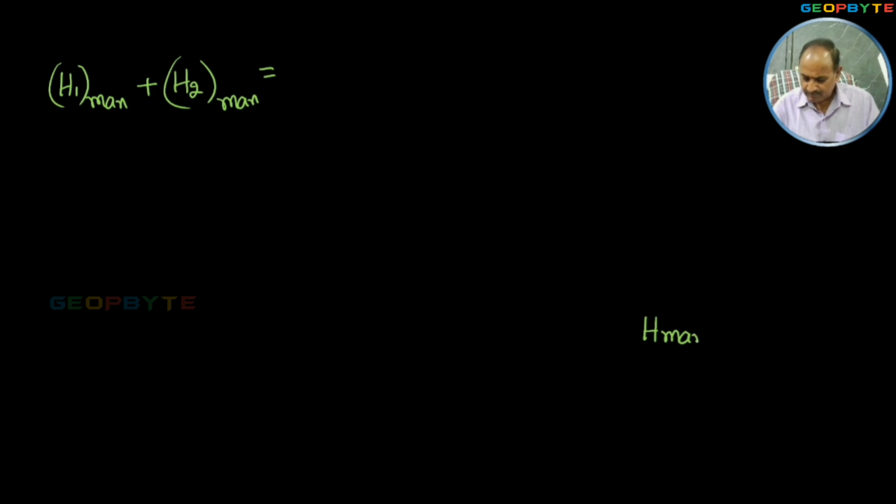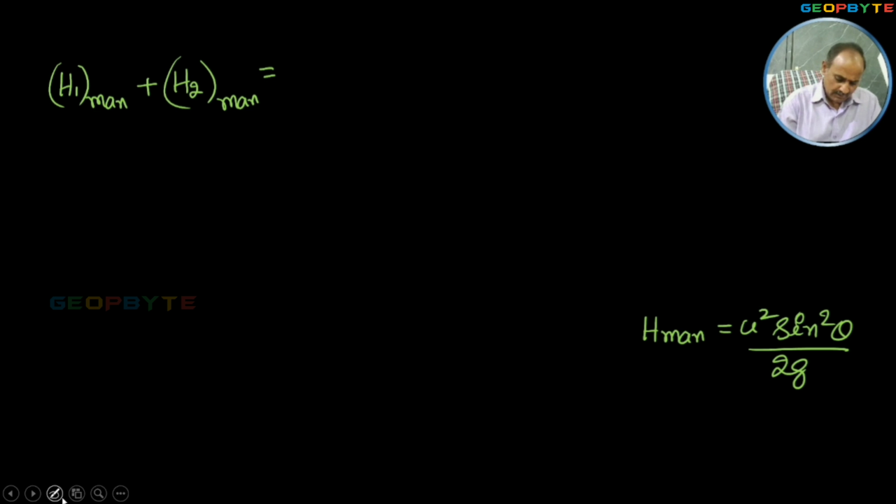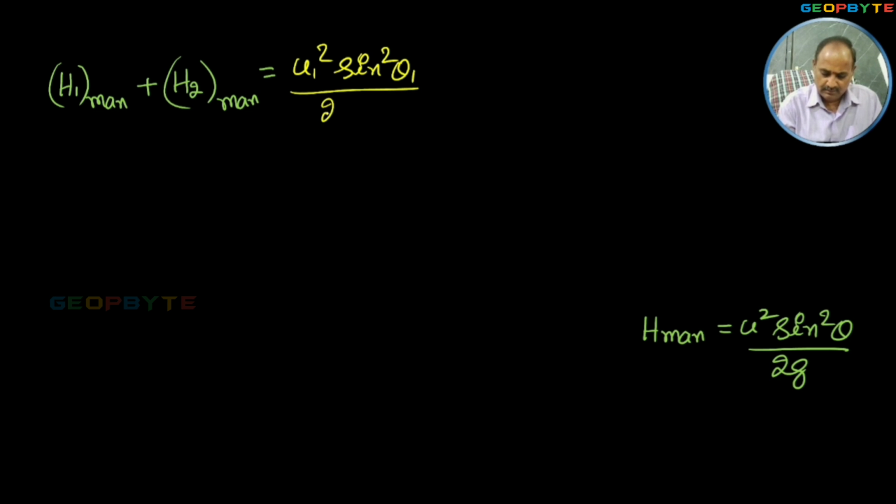Here H1 max plus H2 max is equal to, H max formula equal to U square sine square theta by 2g. Then here it is U1 square sine square theta 1 by 2g plus U2 square sine square theta 2 by 2g.